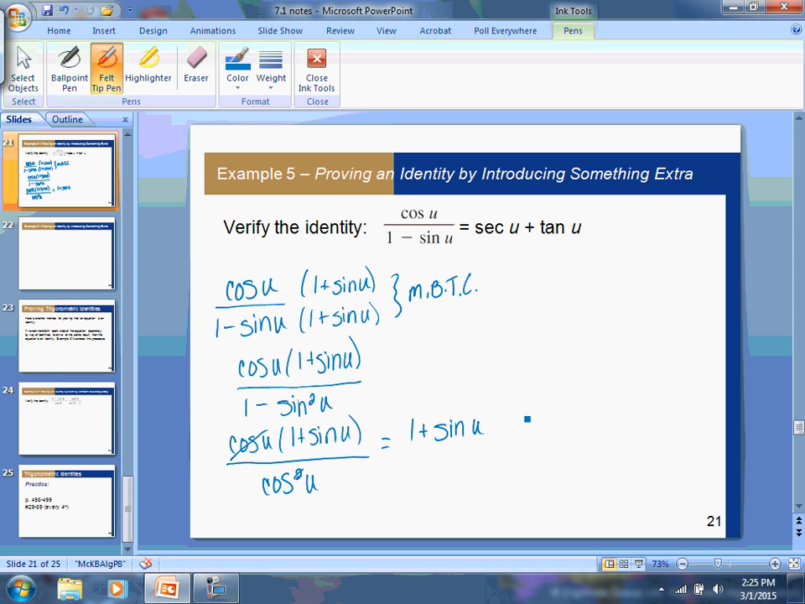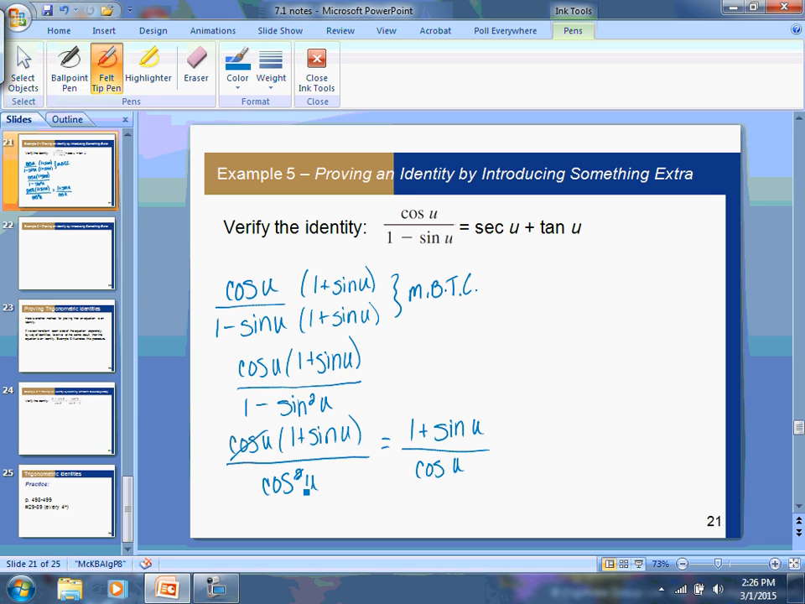Now, hopefully you would still be able to see that if you had distributed the cosine u here, if you had multiplied it. But technically, in order to cancel, you'd have to factor it back out like a GCF and then cancel. So it's good to maybe hold off on the distribution until you know you really need to do it. Because here, since I waited to distribute, I was able to cancel the numerator with the denominator.